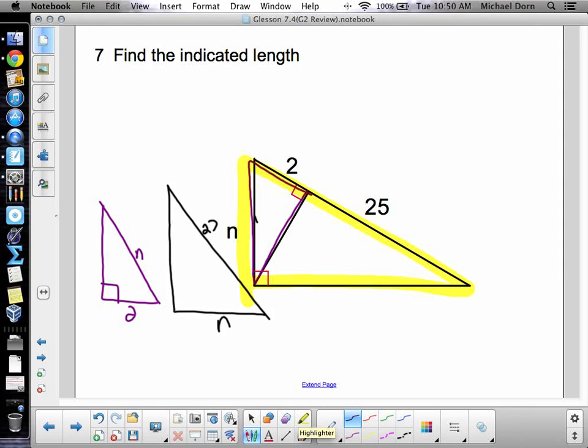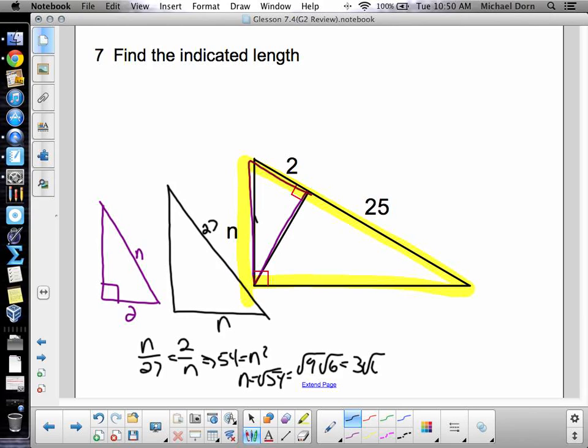So N over 27 is 2 over N. So 54 equals N squared. So N is the square root of 54, which would be the square root of 9 times the square root of 6, which is 3 root 6. Which most of you actually reduced quite nicely once you got there.